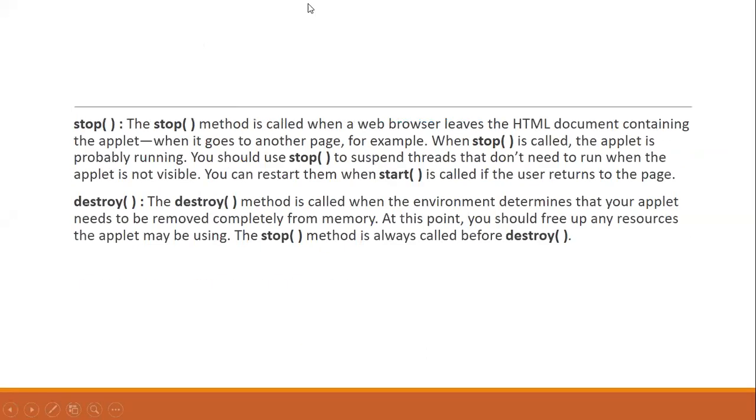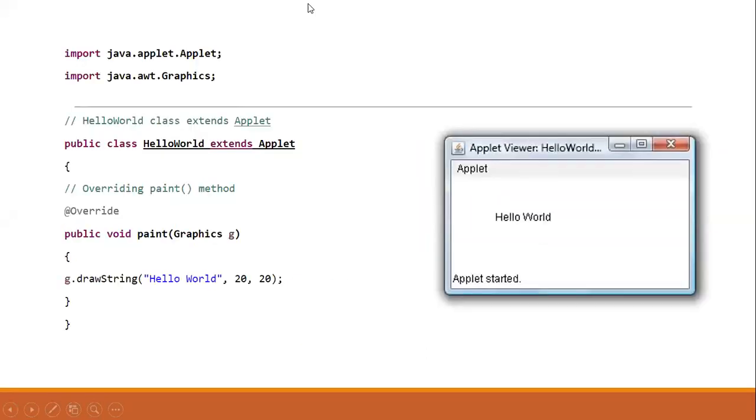Now let us see a very simple example of a hello world. So check it out. As I told you, we need to extend the Applet class. This is the standard Applet class starting with capital A. This class is present in the java.applet package, so you need to import first: import java.applet.Applet. So we will extend this Applet class. Say, public class HelloWorld extends Applet.